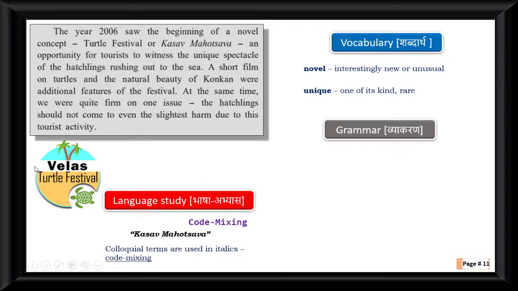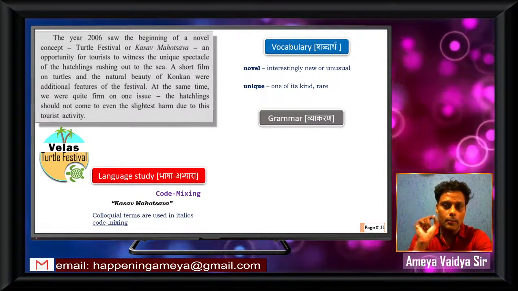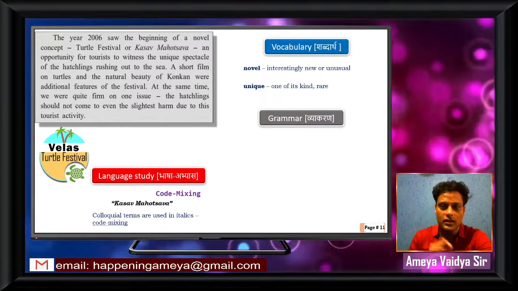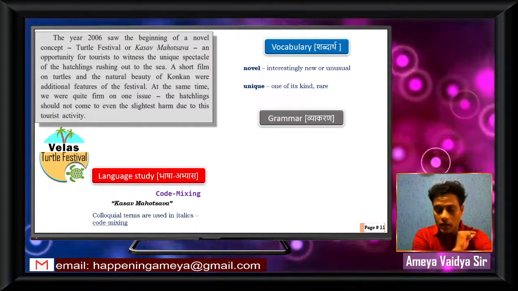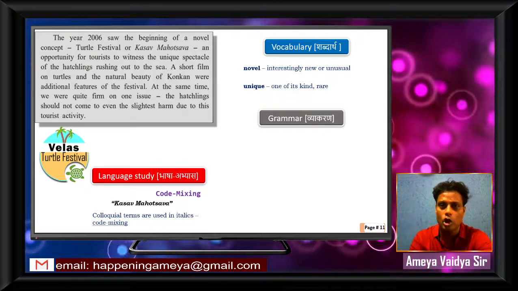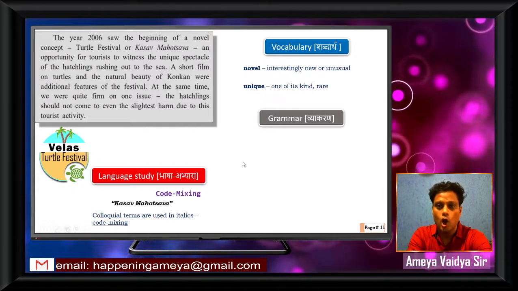There you have it. By the way, very, very awesome design for this Vedas Turtle Festival. Now, they organized that, guys, but they have made it very clear that their primary goal was that the hatchlings should not be harmed in any way, okay? They'll not tolerate that. The word unique is one of its kind or rare.